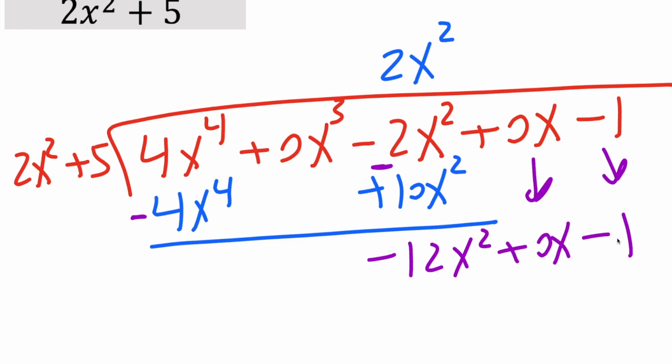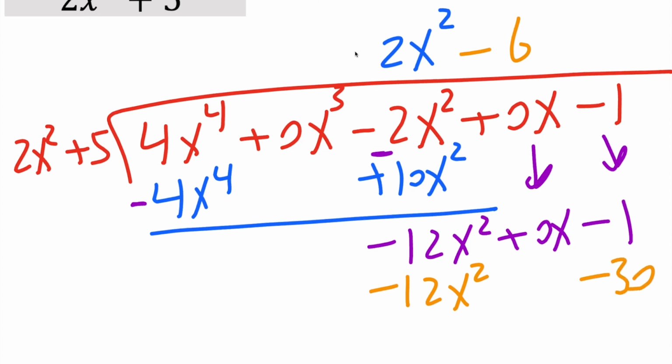So now we do our exact same thing. Highest power is an x squared. Highest power is an x squared. So we think to ourselves, 2x squared times what gives you negative 12x squared? And we know it's going to be a negative 6, because negative 6 times 2x squared is negative 12x squared. Negative 6 times 5 is negative 30. So our next step, we take this piece, we're going to subtract it by this piece. So this was negative, make it positive. This was negative, make it positive, and we're going to combine.